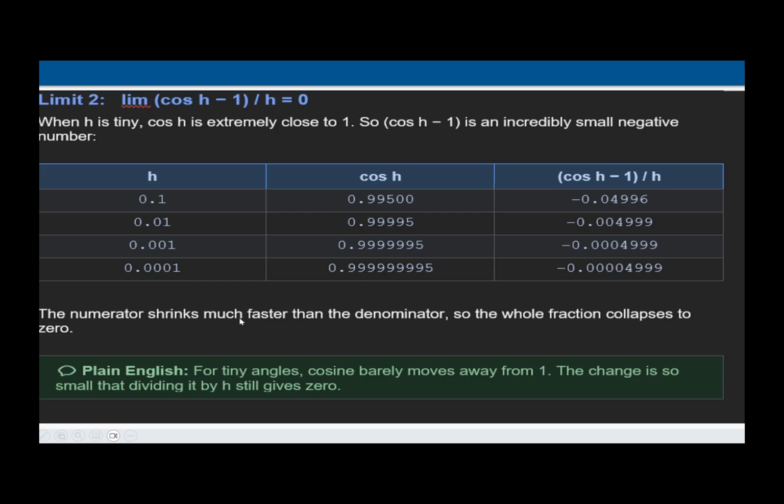So the numerator shrinks much faster than the denominator, so the whole fraction collapses to 0, right? Plainly, for a tiny angle, cosine barely moves away from 1. The change is so small that dividing by h still gives 0.